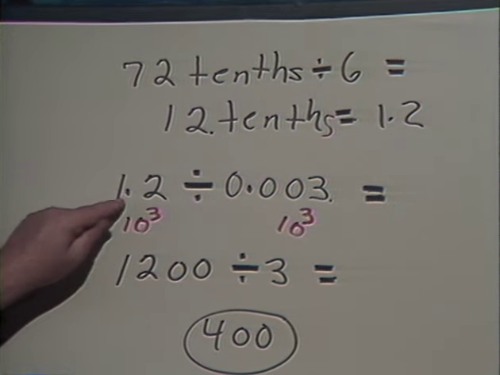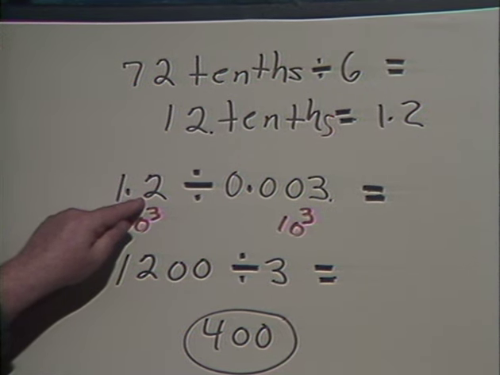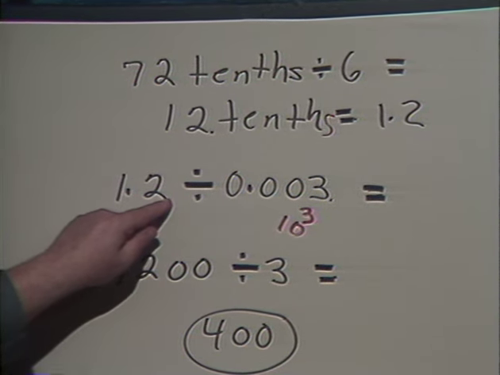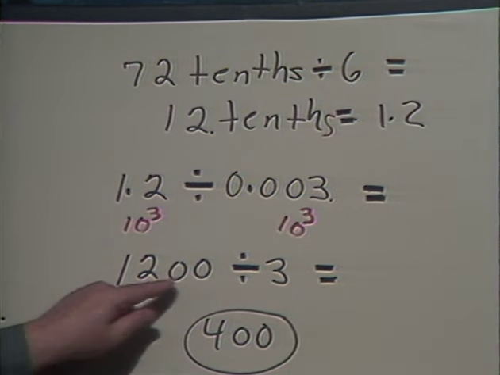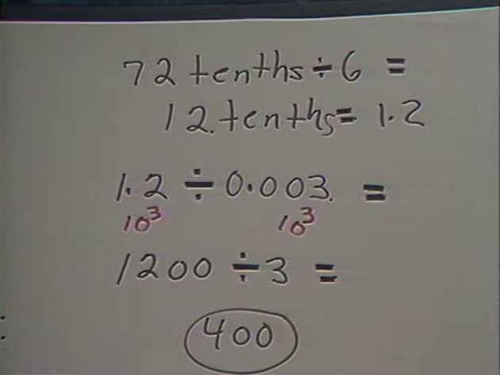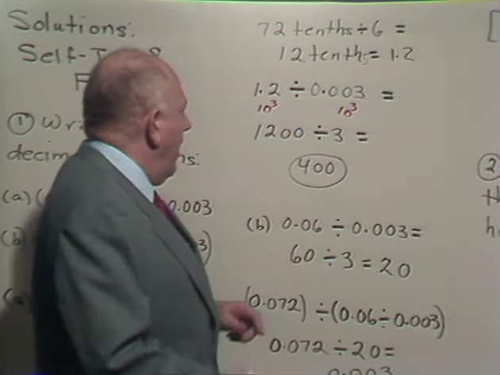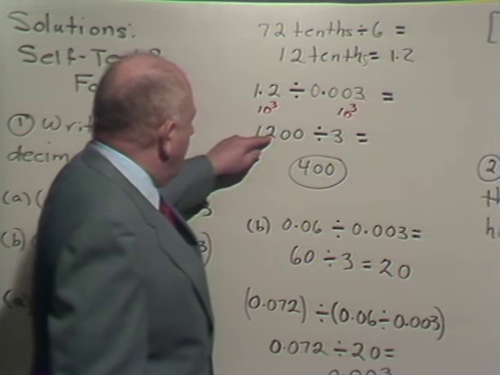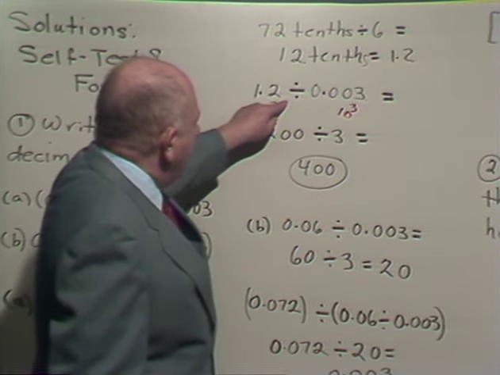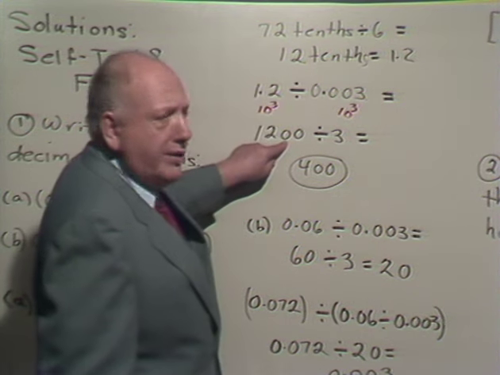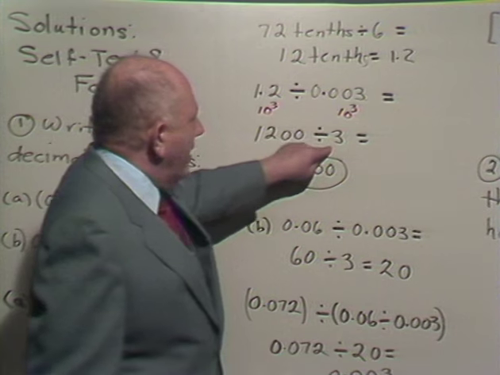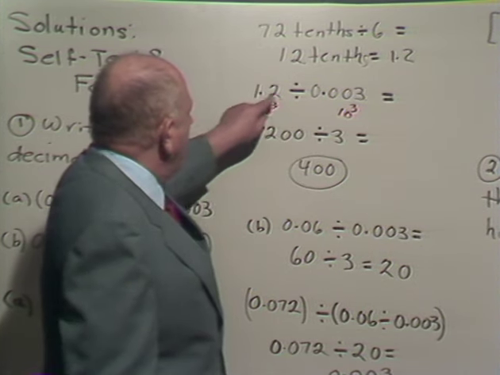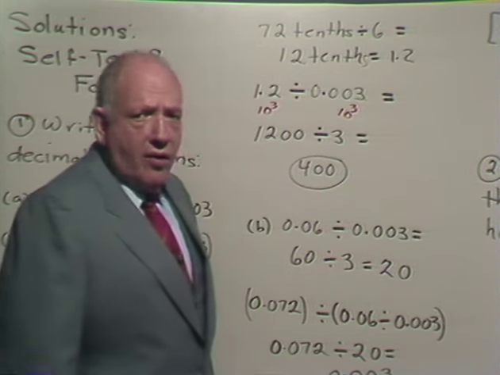But since the decimal point is between the 1 and the 2, as soon as I move it 1 place to the right, there are no more digits, so I have to annex 2 zeros. That reduces this problem to 1200 divided by 3, which you'll all recognize as 400 for the answer. And by the way, that's kind of an important thing for you to understand. Again, this quotient does not look the same as this, but the point is that 1200 is as many times bigger than 3 as 1.2 is bigger than 0.003.